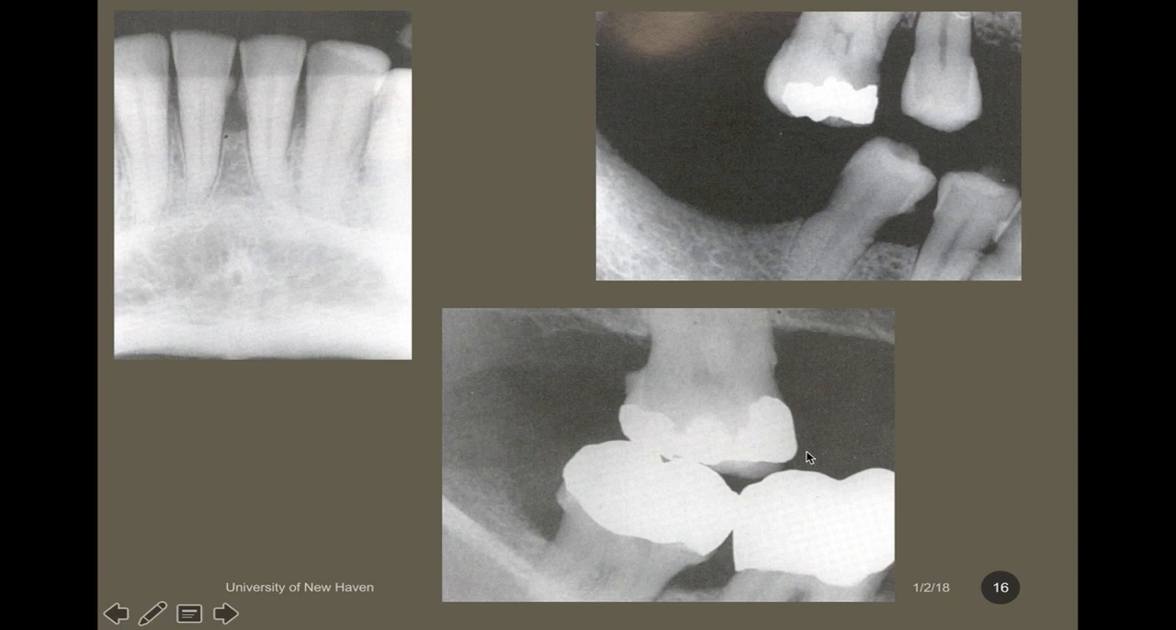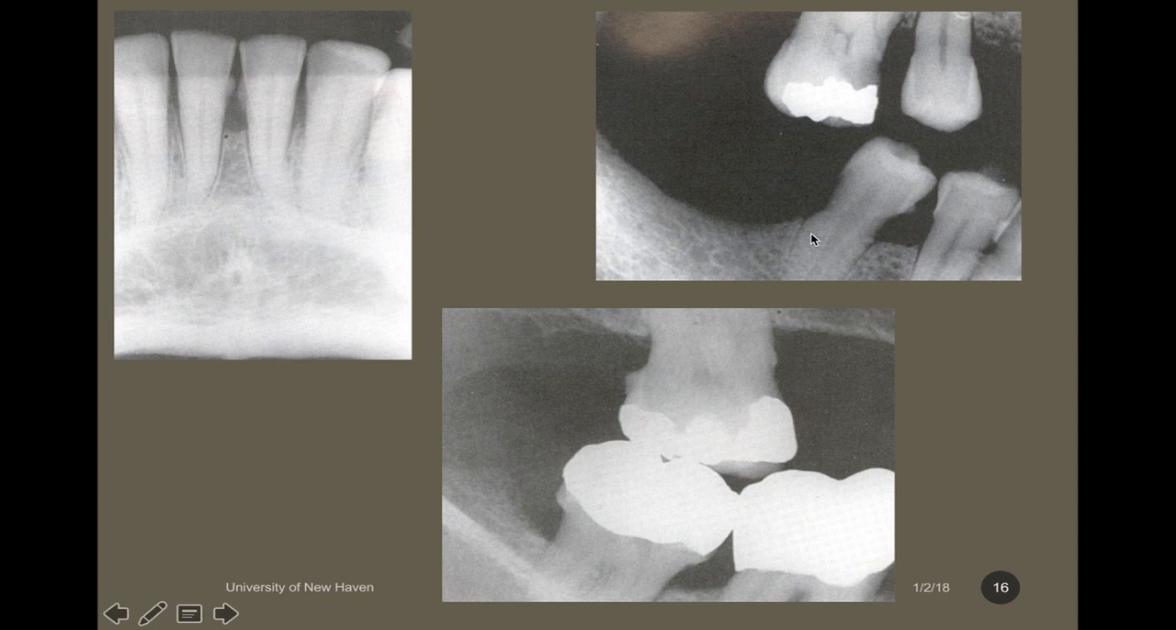So this is a great cheat sheet that you can use while you're doing scaling and root planing, and you'll do this in clinic, and you will do this in private practice as well, to see where your calculus is, to see what you're feeling. Because if I see this, I know that there's some calculus on the distal of that tooth. So with this patient, we would definitely want to talk about scaling and root planing or referral to a periodontist just to evaluate the amount of bone that they've lost.